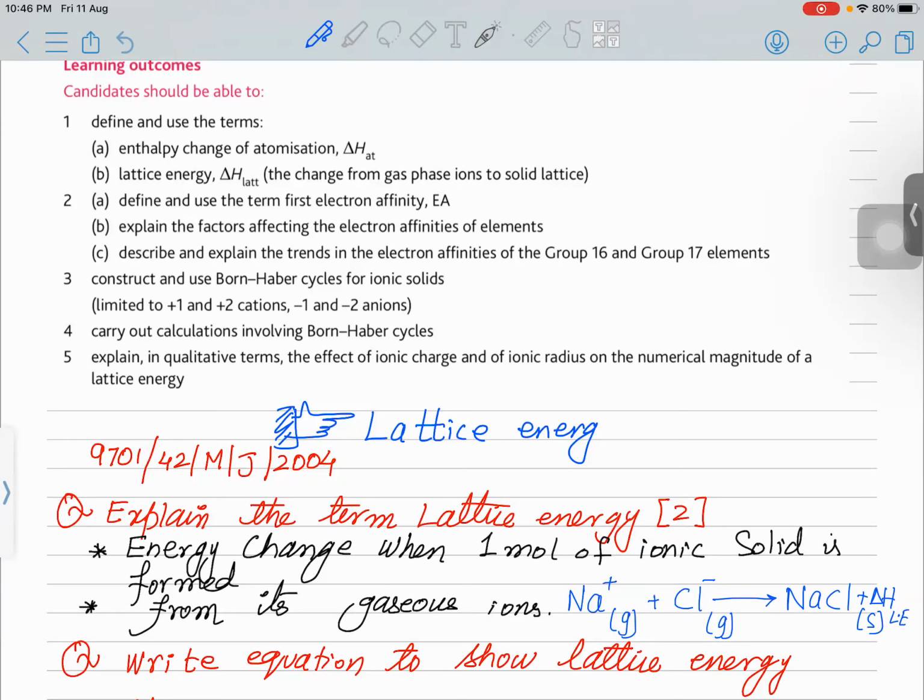Yes, sir. So energy change when 1 mole of ionic solid is formed. This definition is for 2 marks. So 1 mark for this statement: energy change when 1 mole of ionic solid is formed from its gaseous ions. Such released energy is called lattice energy. Alia, are you getting? Yes, sir, I'm getting.